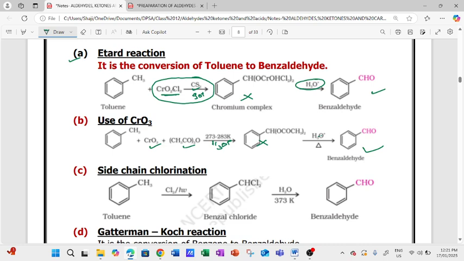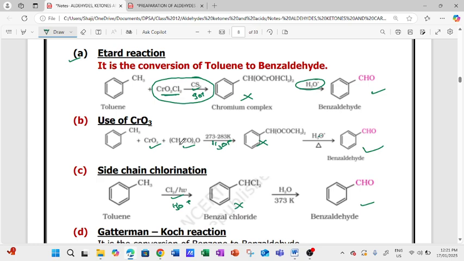Again, toluene, chlorine in presence of sunlight, you write H3O+ here. If you forget to write the intermediate, it's fine. You can write benzaldehyde as a final product. It means the intermediates are not that important. If you are writing that hydrolysis step in the beginning along with the other reagents, it's fine.